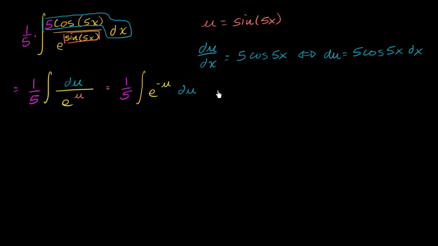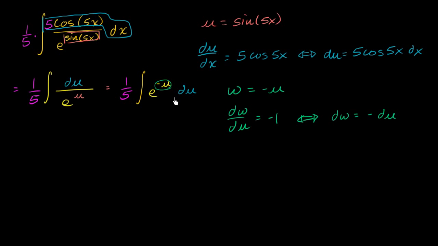Let's set w equal to negative u. In that case, dw, the derivative of w with respect to u, is negative 1. Or if we were to write that in differential form, dw is equal to du times negative 1, which is negative du. So this right over here would be our w. And do we have a dw here? Well, we have just a du. We don't have a negative du there.